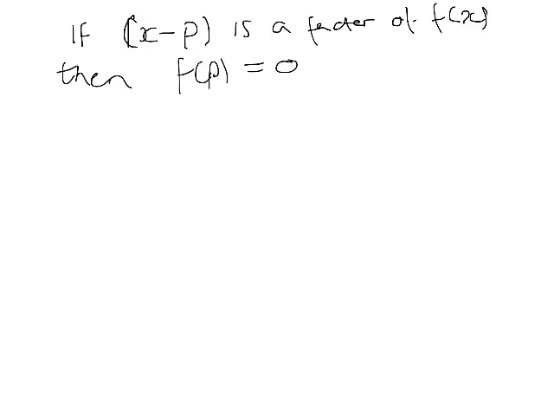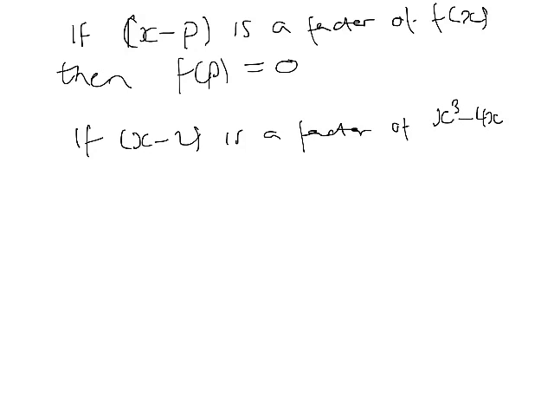So let's use the factor theorem to show that x minus 2 is a factor of x cubed minus 4x squared plus 4x. So if x minus 2 is a factor of x cubed minus 4x squared plus 4x, f of 2 equals 0. So we want to show this.